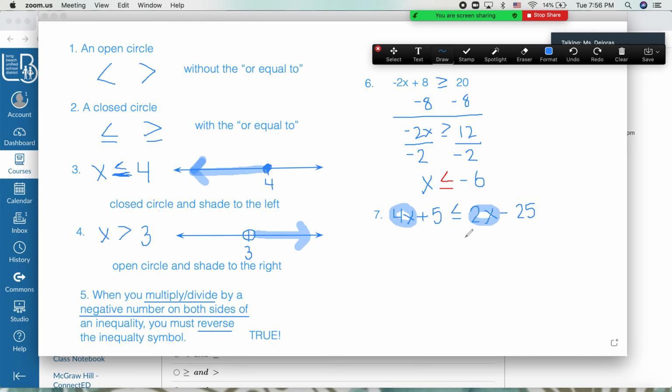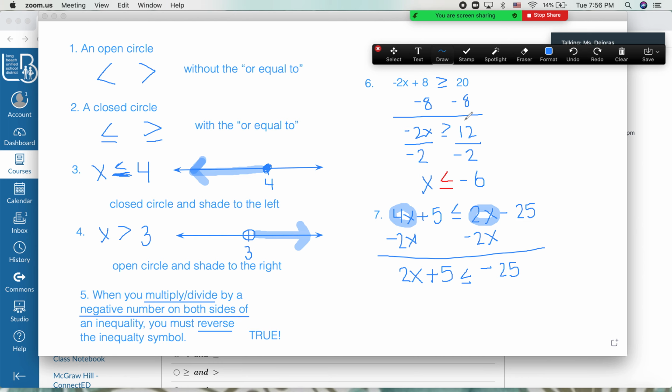So the easiest way to do that is always to eliminate the smaller variable. So in this case, our smaller one is the 2x. So I'm going to go ahead and subtract 2x from both sides. So 4x minus 2x will leave me with positive 2x plus 5 is less than or equal to negative 25.